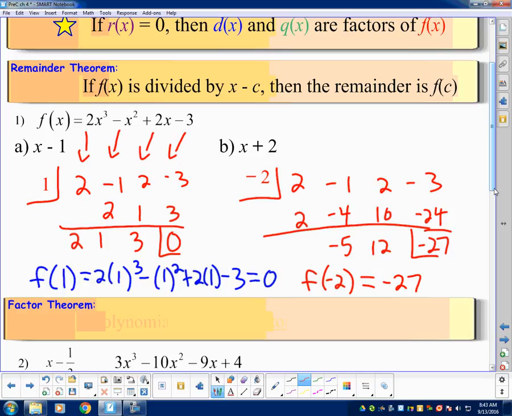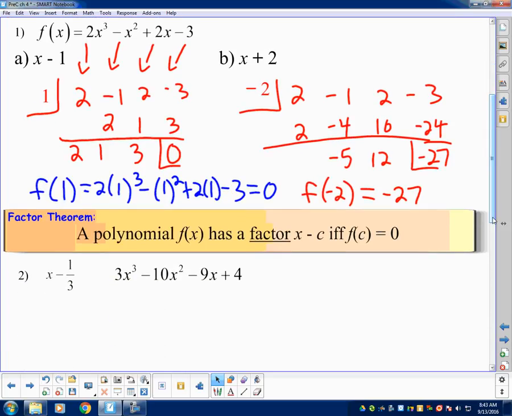So oftentimes all we care about is whether it equals 0 or not. If f of negative 2 equals 0, then x plus 2 is a factor. If it doesn't, it's not. That's what we're testing. All right, factor theorem: a polynomial f of x has a factor x minus c if and only if f of c equals 0. If we plug in negative 2 and we don't get 0, then x plus 2 is not a factor. If we plug in 1 and we do get 0, like we did here, then x minus 1 is a factor.